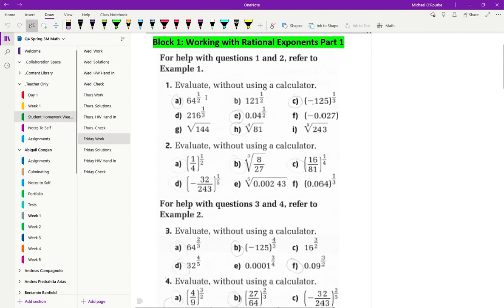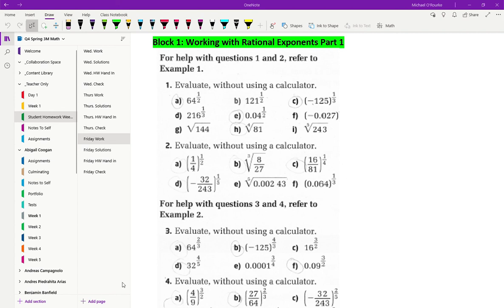So here we can do this. We can evaluate this with our calculator. So let's do one of these real quick. So how would we do that is you go 64 to the power, which is the y to the x button. Now we can actually do a fraction here. This a/b button is a fraction. So we go 1 over 2. That's going to give us our answer there.